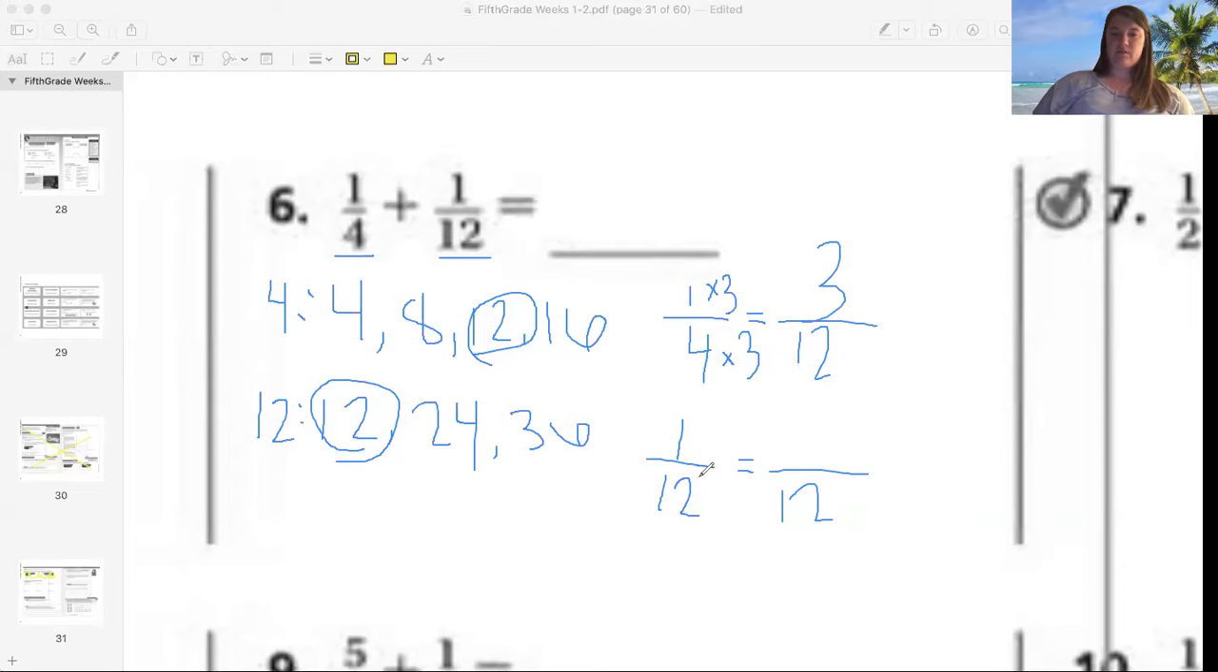And then the second one, 12 to 12, which should be quick and simple. 12 times 1 is 12. So I multiply by 1 up top. 1 times 1 is 1. That fraction didn't even have to change. And then I just need to add them together.